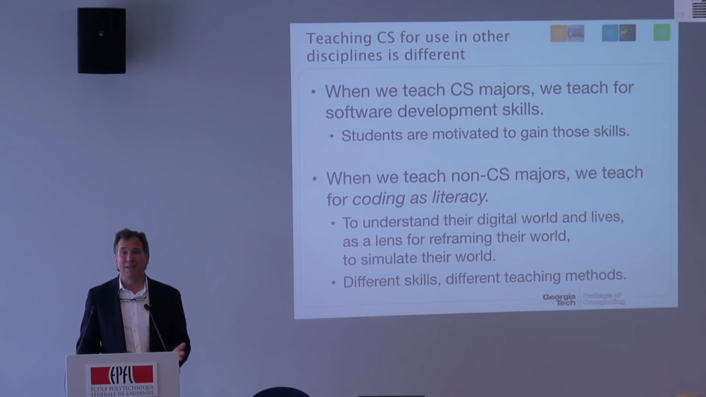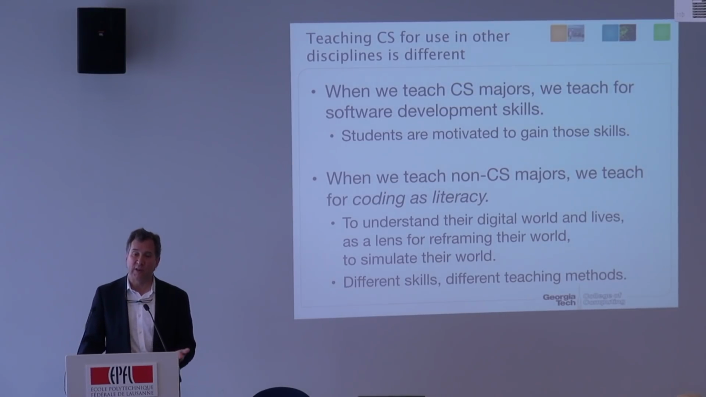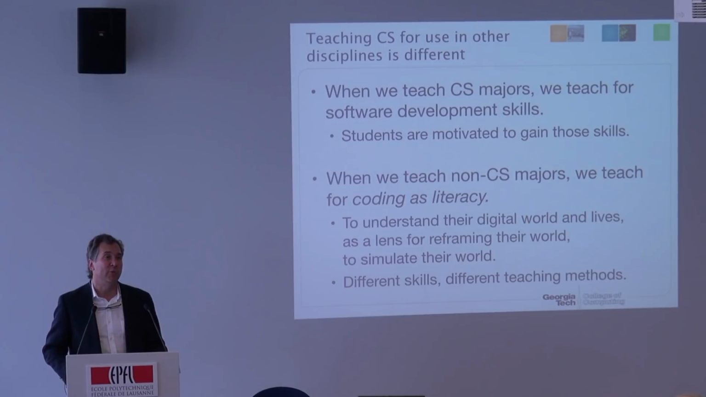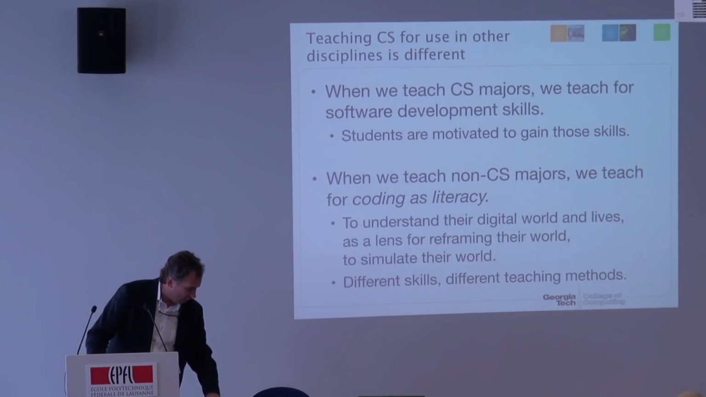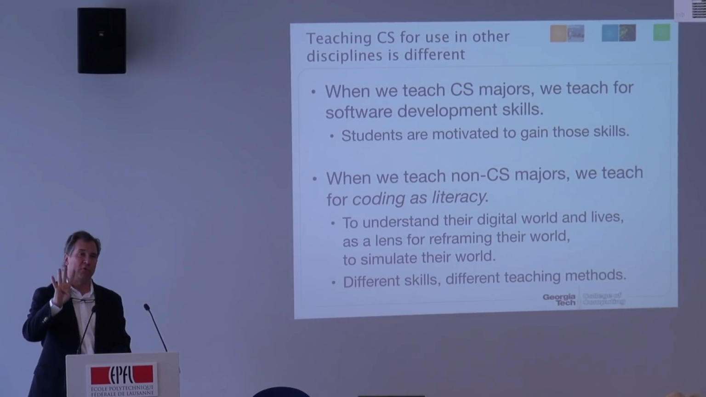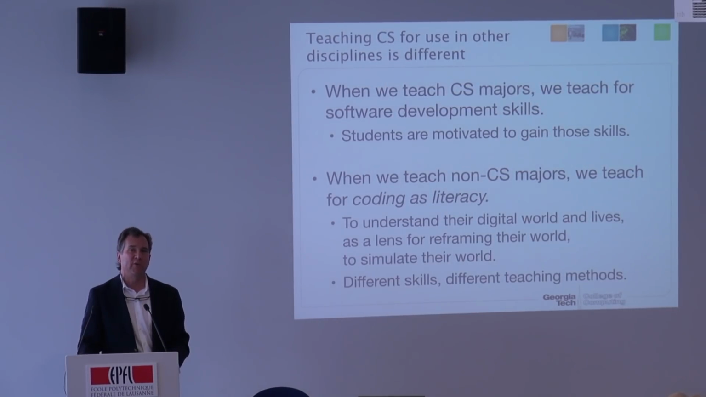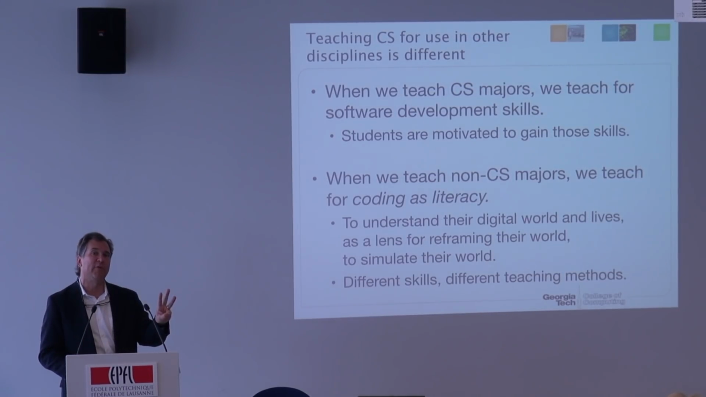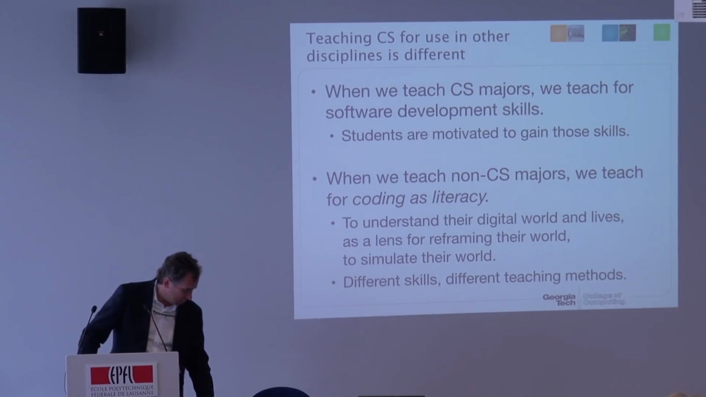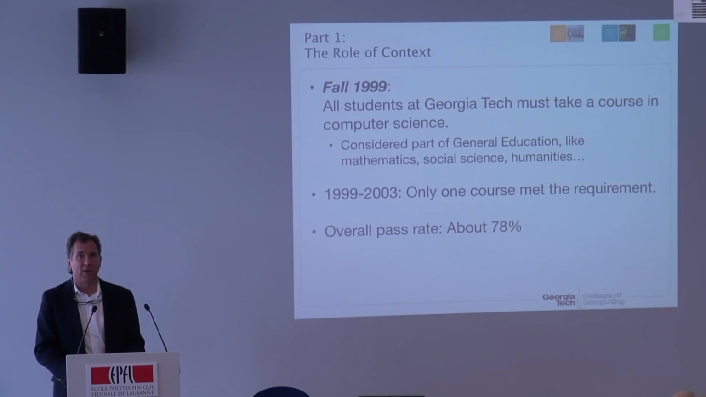So when we're trying to teach different skills to different students, it's not surprising that we should also think about teaching with different methods, doing something different than what we've done previously when we've taught just computer science majors, just software development skills. So I'll stop for a moment. I'm going to tell you 4 stories. The first is about teaching with context, which is what we've been doing at Georgia Tech. And then I'm going to tell you 3 teaching methods that are drawn from learning sciences, from educational psychology. So the first one, the role of context.